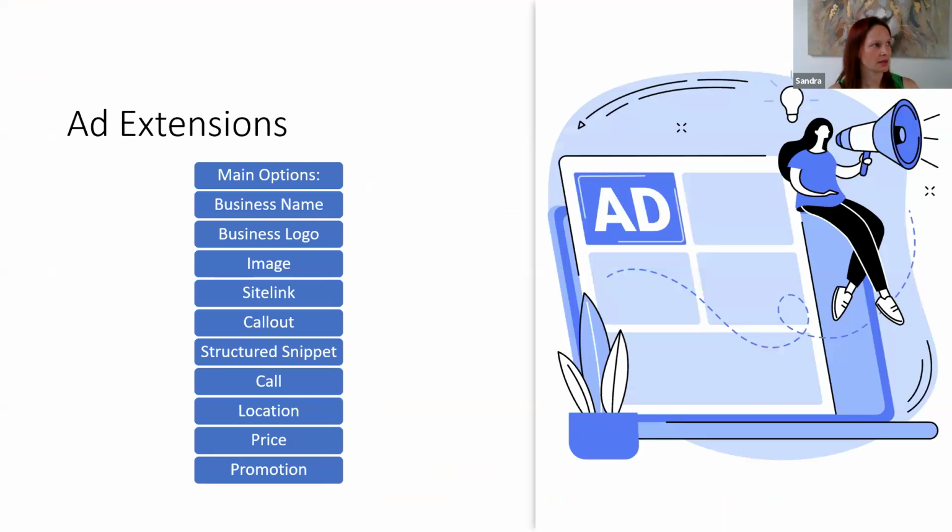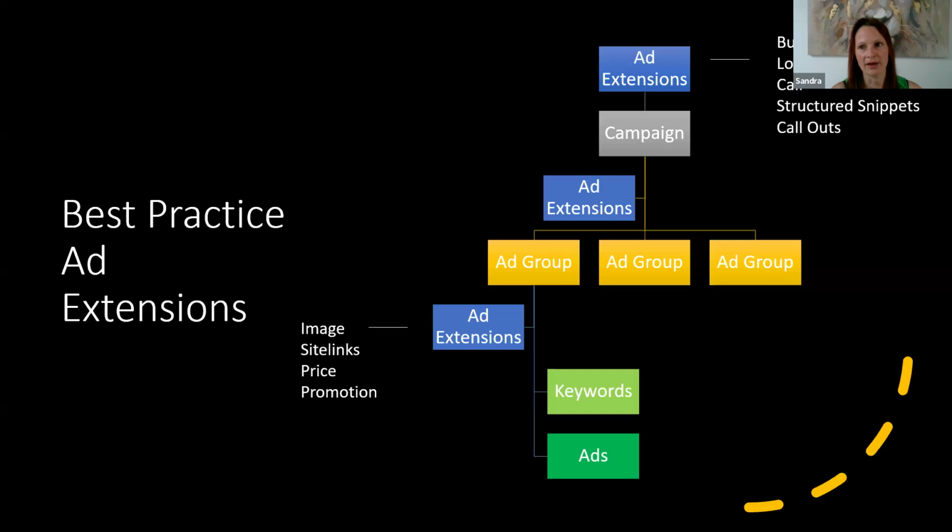Add extensions. This is another function that you can add to your campaign. It just bulks out your ads a bit more, makes them a bit more impressive, takes up more space on the screen, and increases click-through rate and your ad rank. These are the main sorts of ad extensions. And just to show you where they appear, they can appear at account level, at campaign level, and at ad group level. So if you want to target, for example, cat food, dog food, make sure you've got the right ad extension at the right level.